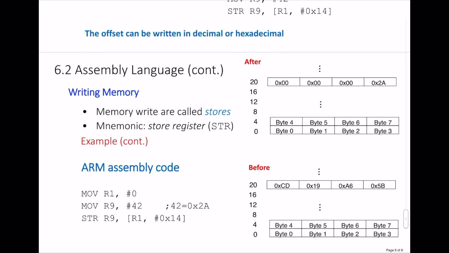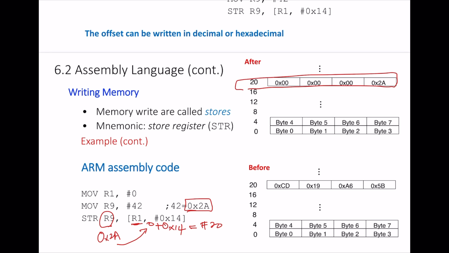In this example, we have R9 as 42, which in hexadecimal is 2A. Right now, R9 has 0x2A. We're going to put it into the memory location 0 plus 0x14, that is decimal number 20. So at decimal number 20, we are going to have 0x2A. It was something else before. However, after we execute this STR instruction, it's going to be the new content of memory.